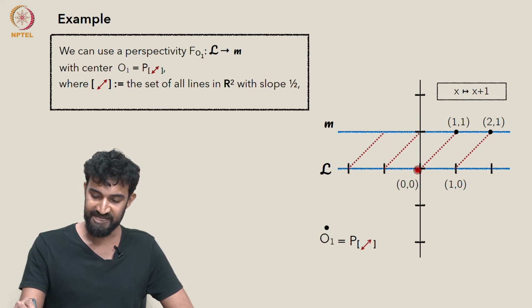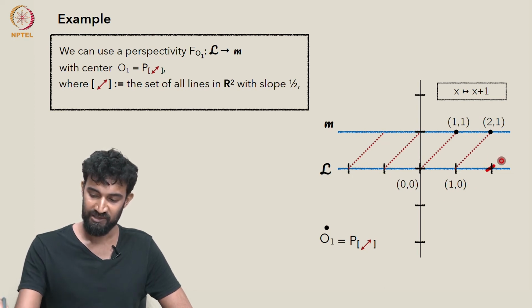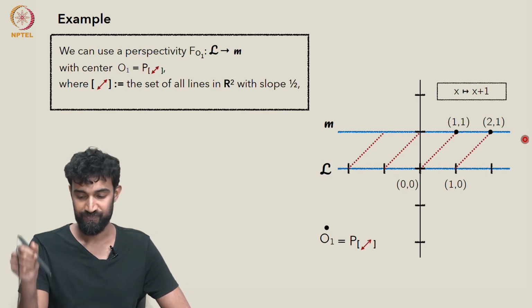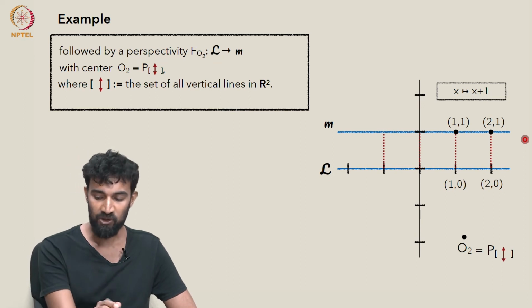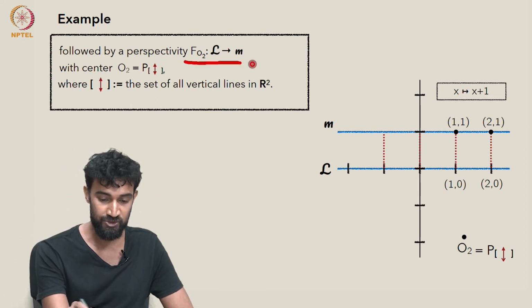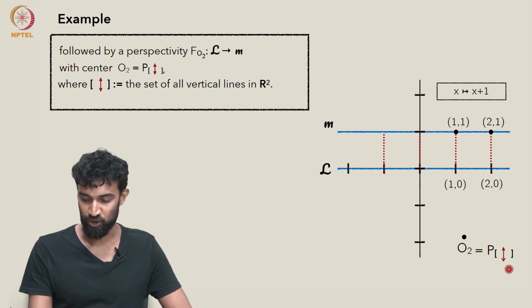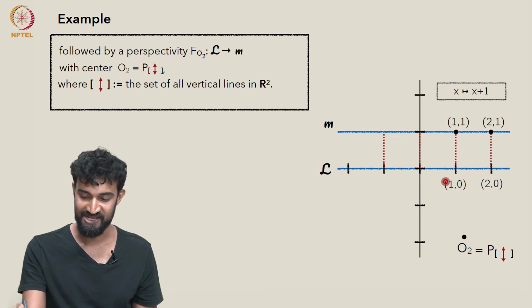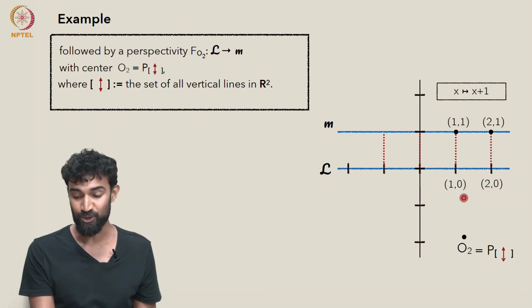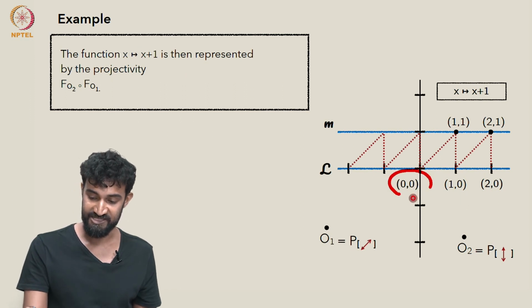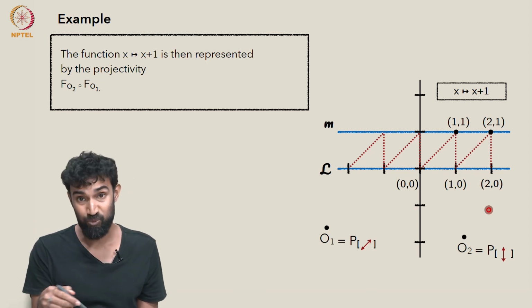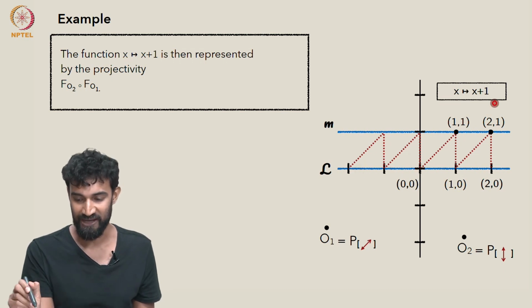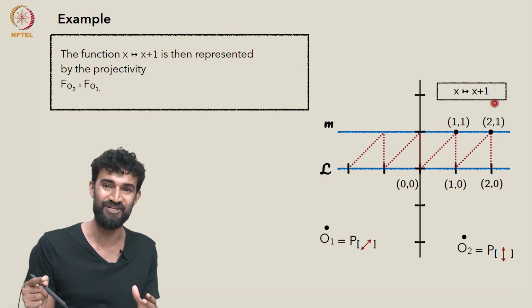Well, it's going to send 0, 0 up to 1, 1. It's going to send 1, 0 up to 2, 1, and so on. So it's going to match up points according to these 45-degree angles. And we could follow that with another perspectivity centered at infinity, O2, where O2 is the point at infinity corresponding to vertical lines. That's just going to map things directly down from M to L. So 1, 1 will get sent to 1, 0, 2, 1 will get sent to 2, 0, and so on. So taken together, we're going to send 0, 0 to 1, 0, we're going to send 1, 0 to 2, 0, and so on. And any point x is going to get sent to x plus 1. That's a little easier to see than our previous construction of this function.